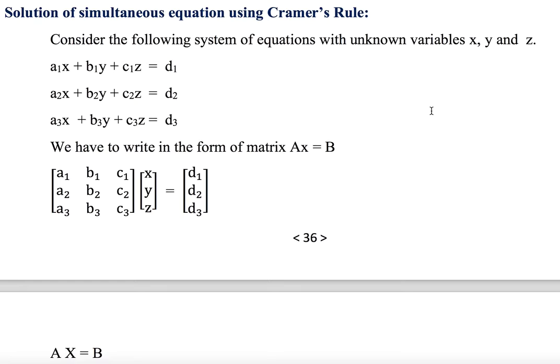Consider the following system of equations with unknown variables x, y, and z. a1x + b1y + c1z = d1, a2x + b2y + c2z = d2, a3x + b3y + c3z = d3. This we can write in the matrix form. How? A1, B1, C1 first row, A2, B2, C2 second row, A3, B3, C3 third row, and x, y, z in a column matrix. Okay, x, y, z like this. And these are D1, D2, D3.